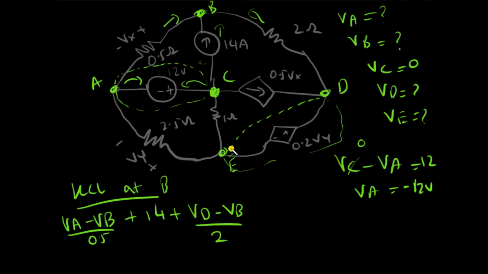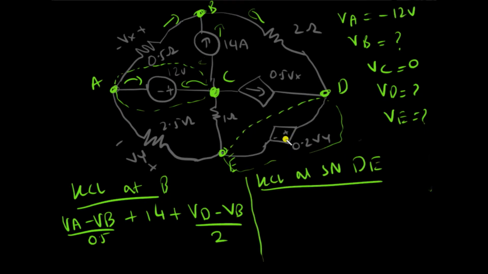Now I'll write the KCL at supernode DE, and I'll just clean this up. At supernode DE, there is this one current coming from B and this one current coming from C. So I'll just start off: VB minus VD divided by 2, and then there's this one current, so plus VC minus VD divided by... I'm sorry, this is something wrong. We already know the current here, so that is 0.5 Vx. And now we won't count this branch because it contains the voltage source.